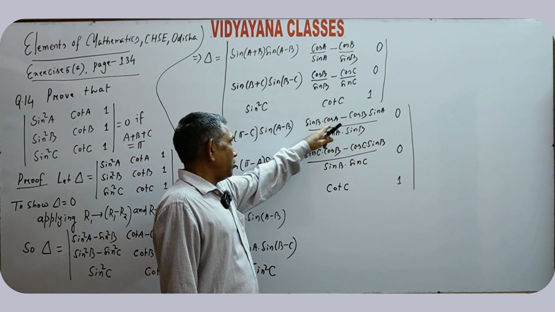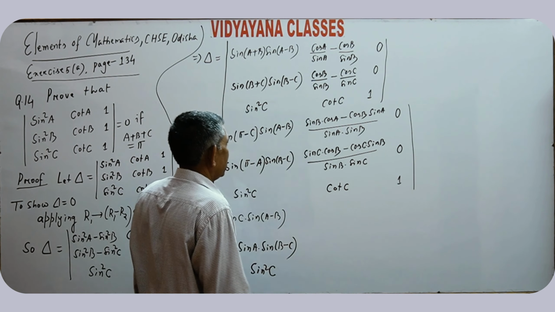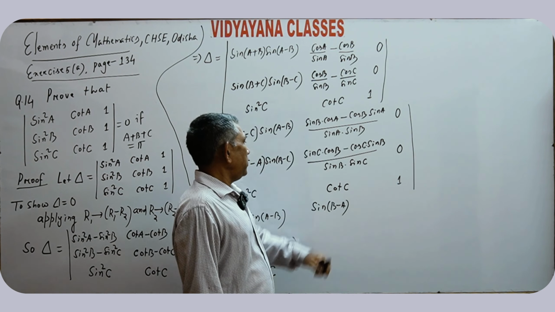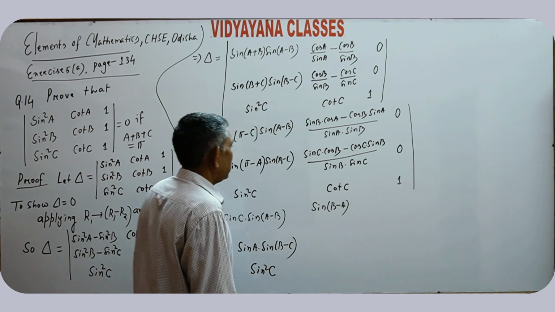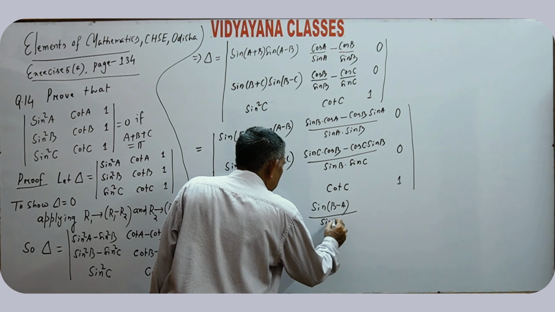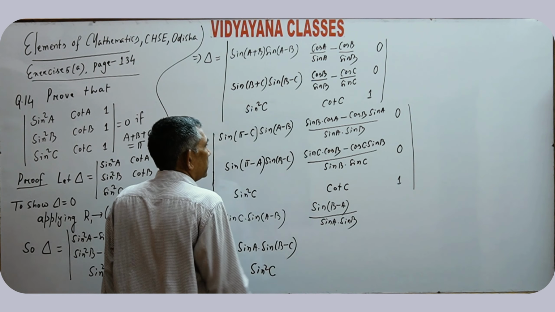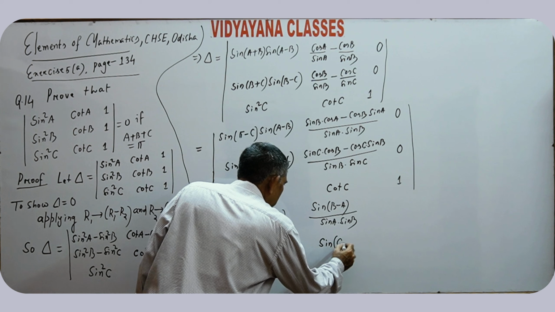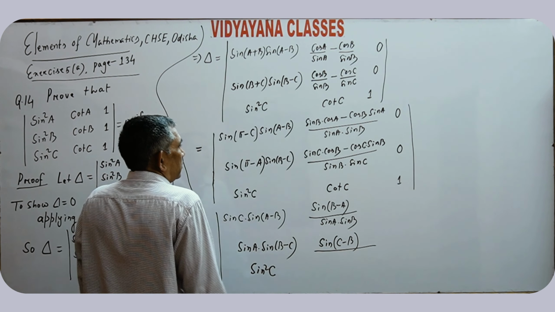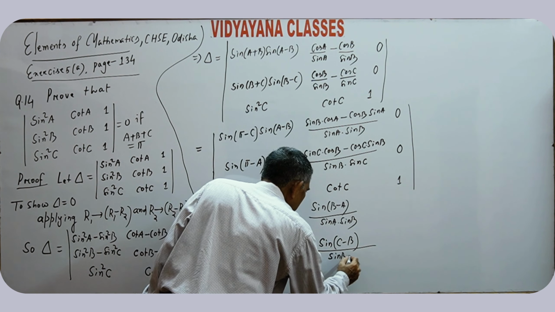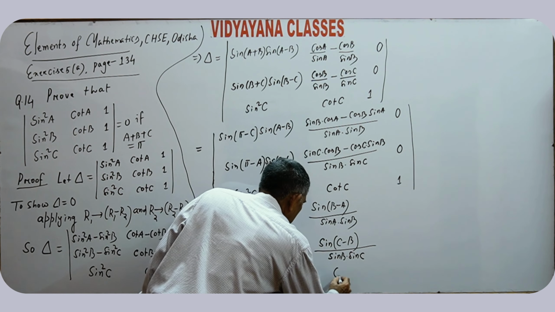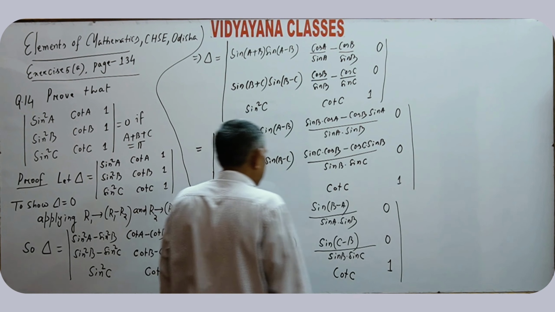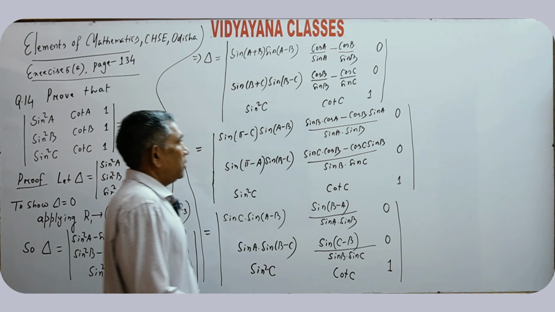Here sin B into cos A minus cos B into sin A, it is the formula sin B minus A. The numerator is sin B into cos A minus cos B into sin A, whole divided by sin A into sin B. Here sin C into cos B minus cos C into sin B, that means sin C minus B, whole divided by sin B into sin C. And cot C. 0, 0, 1. Clear? Now expanding.